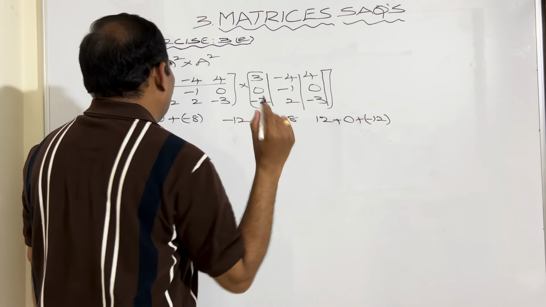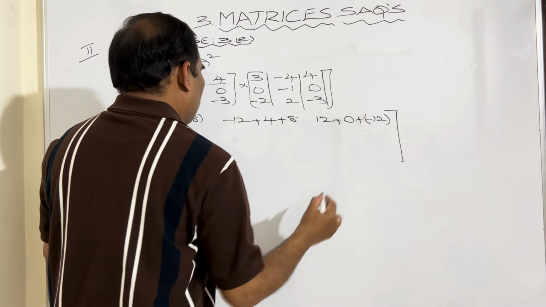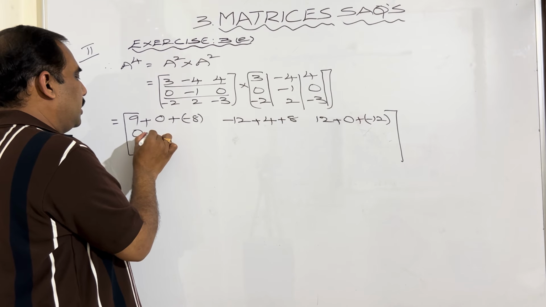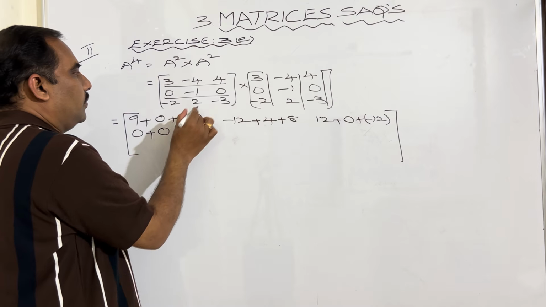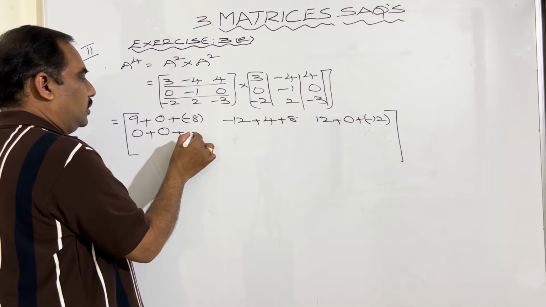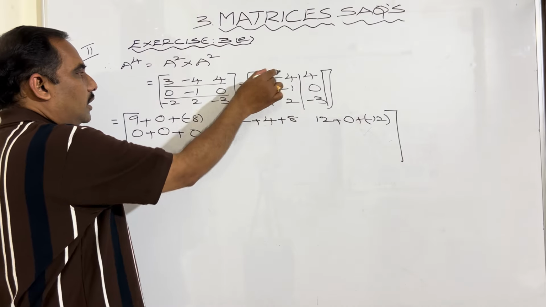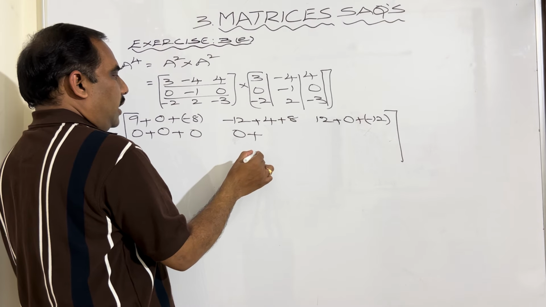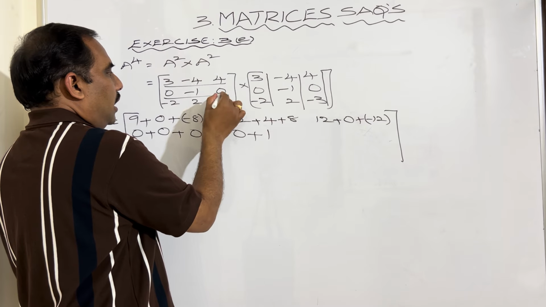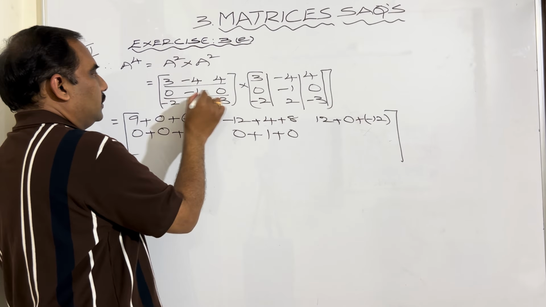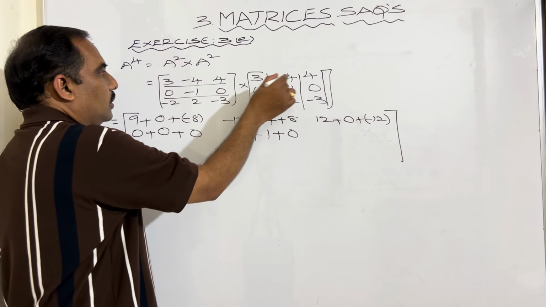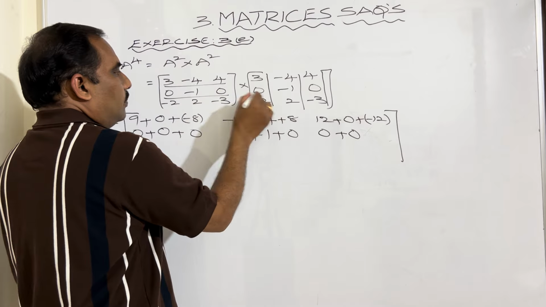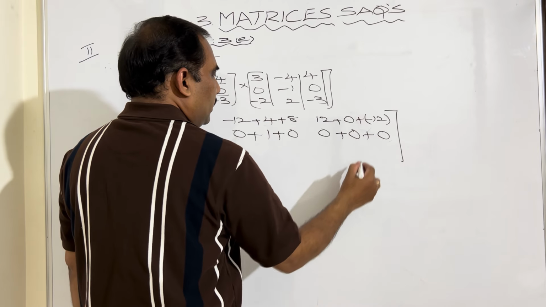So again, the second row, first column multiplying: 0 into 3, that is 0, and plus minus 1 into 0, that is 0, and plus 0 into minus 2, that is 0. Again second row, second column: 0 into minus 4, 0, and plus minus 1 into minus 1, that is plus 1, and 0 into 2, that is 0. Again second row, third column: 0 into 4, that is 0, and plus minus 1 into 0, that is 0, and plus 0 into minus 3, that is also 0.